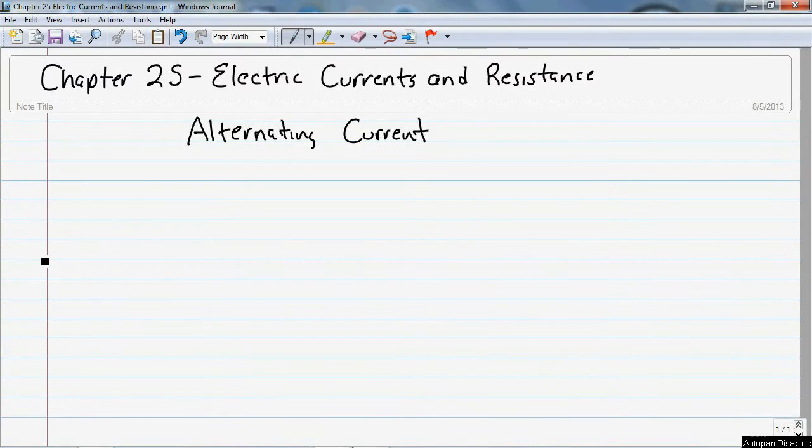We'll introduce the topic of alternating current in this chapter, and then later we'll discuss why the United States has alternating current. Actually, why the whole world uses alternating current to distribute power to homes and factories and things. There's an important reason why, but we'll introduce this concept here of alternating current.